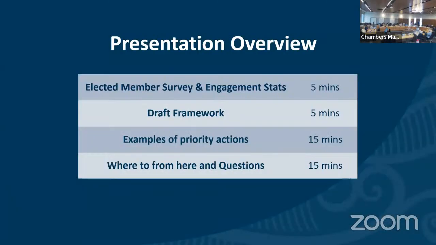All right, so today we'll talk through some high-level insights into the recent survey that was sent to you and the Malvern Community Board members. We'll give you an overview of a draft framework and spotlight examples of priority actions. We will also let you know what's next and welcome questions at the end.